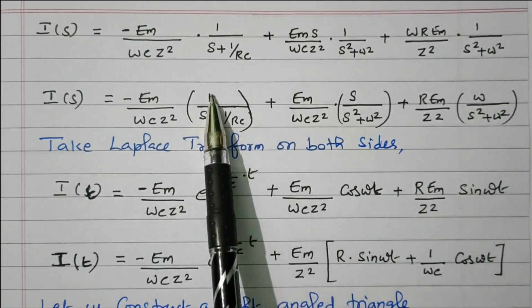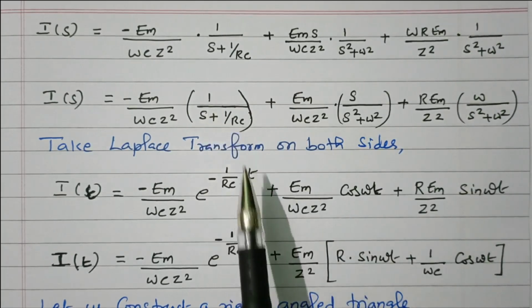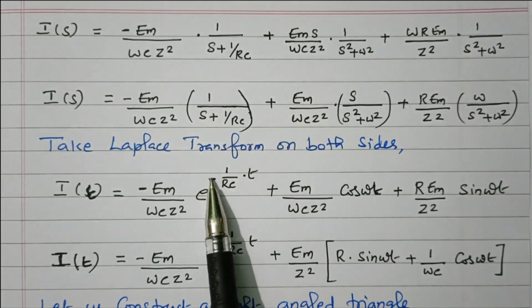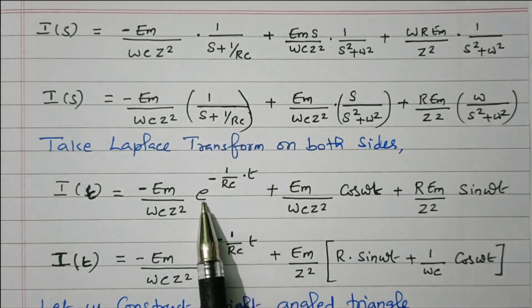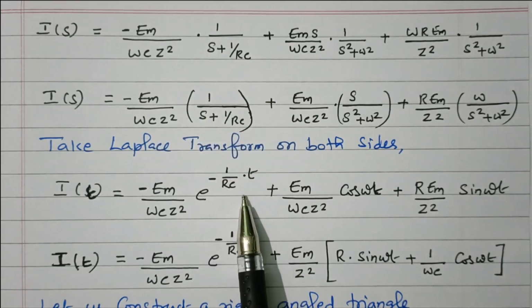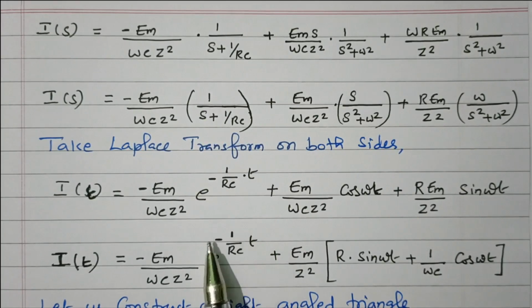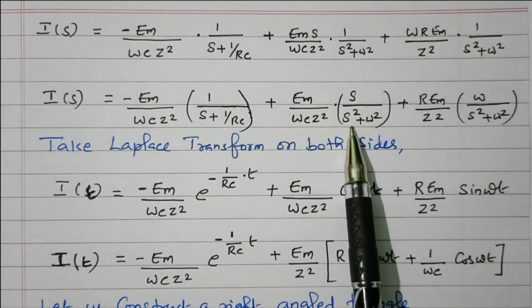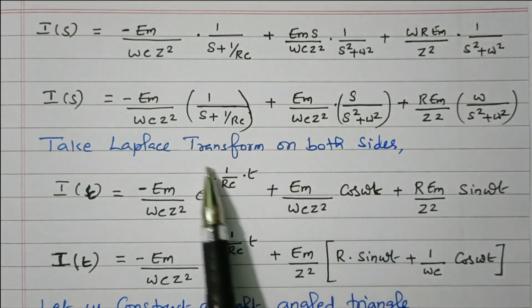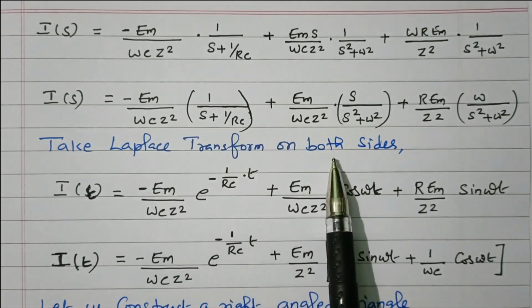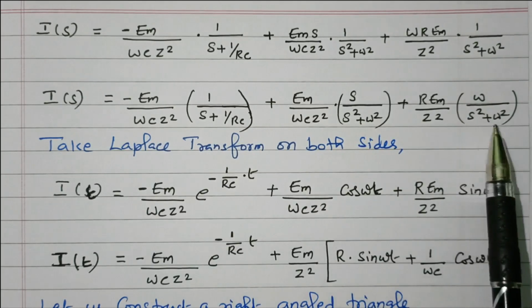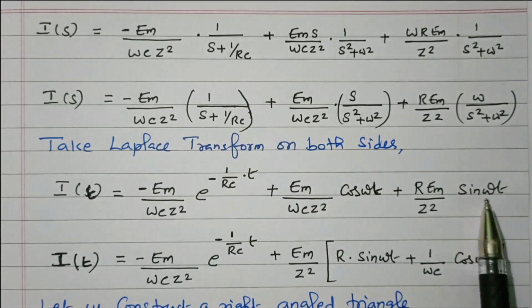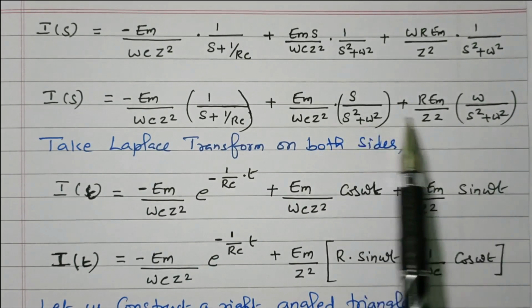Right. So this 1 divided by s plus 1 by RC is nothing but e power minus 1 by RC t. That is, 1 divided by s plus a is e power minus at, where a is nothing but 1 by RC. Similarly, s divided by s square plus omega square, while taking the inverse Laplace, is cos omega t. Similarly, omega divided by s square plus omega square is sin omega t. Right? So it is rearranged like that.